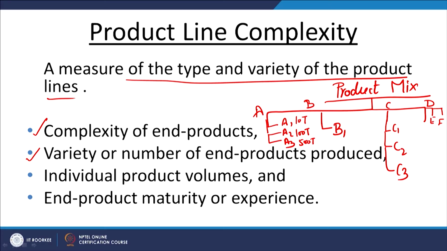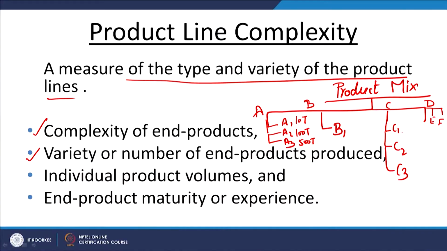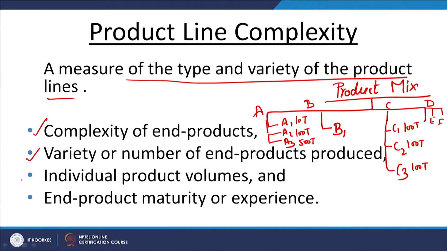Now, if this type of volume requirement is there, that is further going to increase the complexity of your product line. While in case of C1, C2, C3, if you require 100 ton of each, that means your product line is less complicated. So, on the basis of variety of volumes, that is, for each end product how much volume is required, that is also a measure of product line complexity.